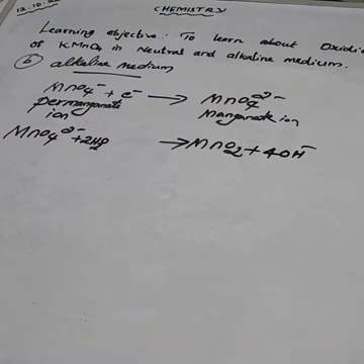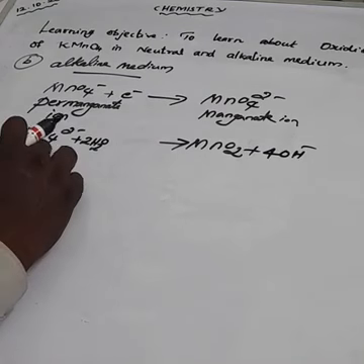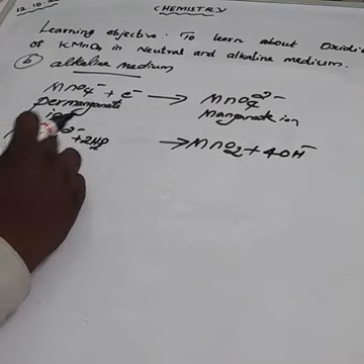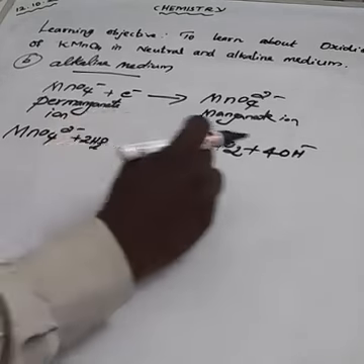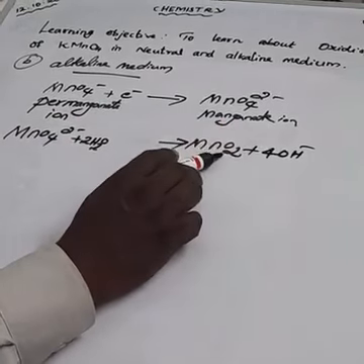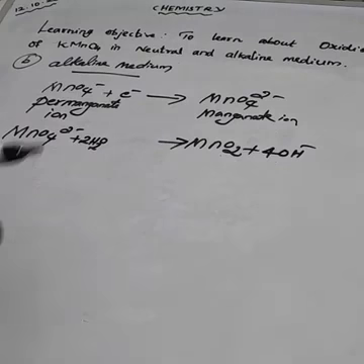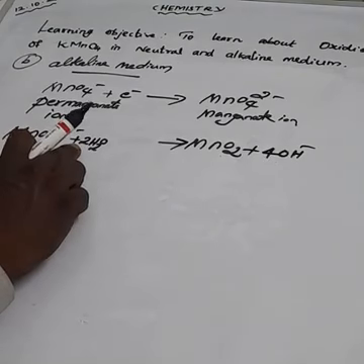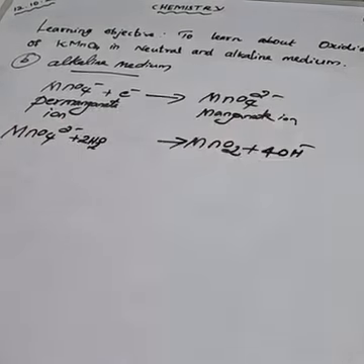Now we can balance the equation again. Oxygen here: 4 plus 2, 6. Here also oxygen 4 plus 2, 6. Then what about the hydrogen? Here we have hydrogen 4. Here also hydrogen 4.